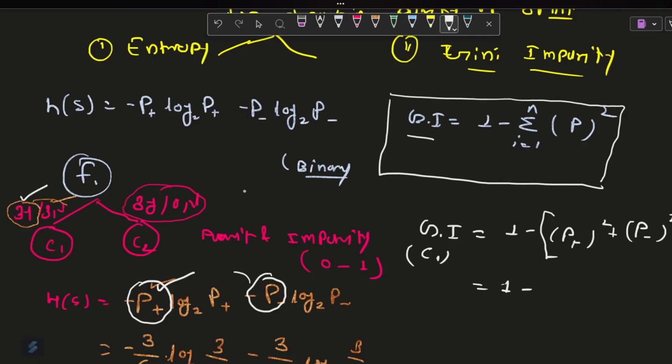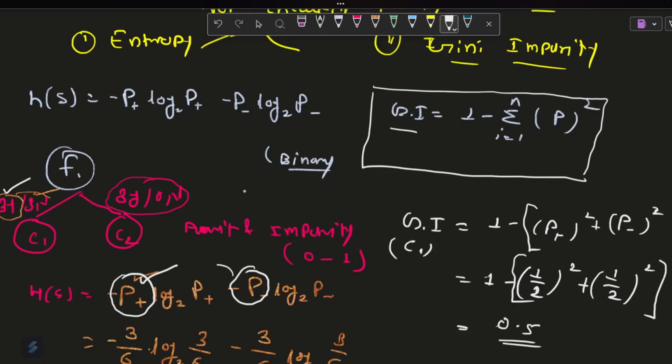The probability of yes is 3 by 6, which we can write simply as 1 by 2, and we square that, plus the probability of no, which is the same, 3 by 6, or 1 by 2. And when we calculate all of these, we get 0.5, right? This is for the Gini index.